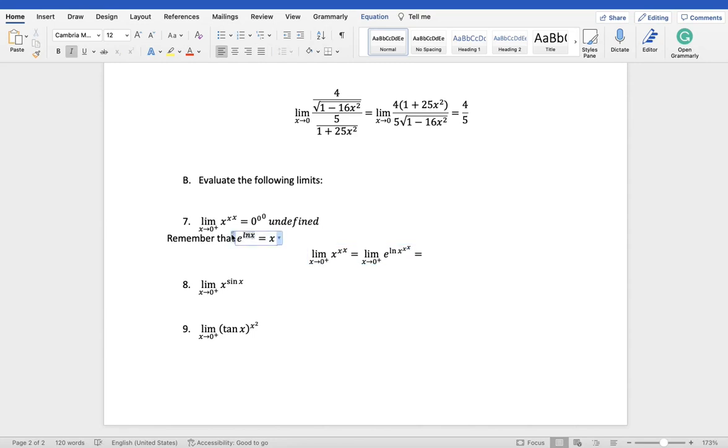So this applies for e to the ln x, or e to any function. So f of x, let's write it in general. E to ln of any function f of x. This applies, okay? So now in our case, f of x, which is our function, is just x to the x to the x, right?